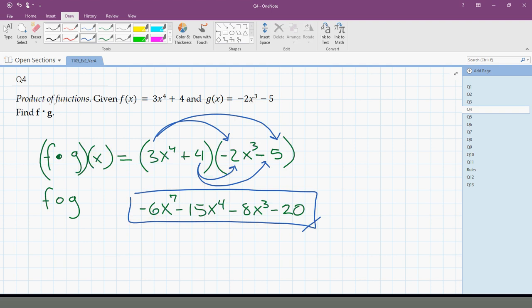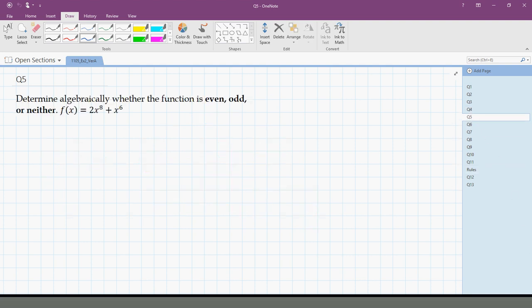Good with that one? Okay. Question number 5. Determine algebraically whether the function is even or odd. To find if the function is even, we're going to replace the x's by a negative x. After we solve it, if we go back to the original one, that means it is even.